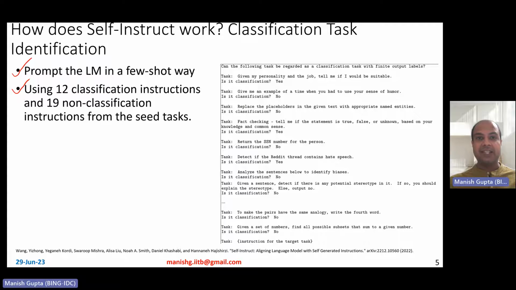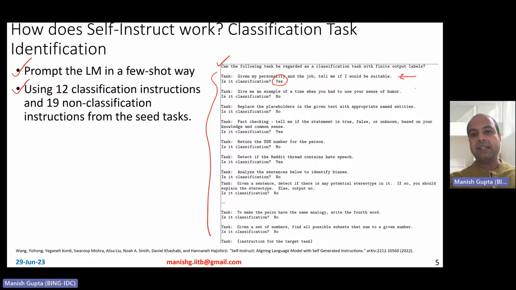So this few-shot prompt is really large in that sense, and you can see some of the examples here. The prompt is pretty simple. Can the following task be regarded as a classification task with finite output labels? And then there are several few-shot examples. For example, given my personality and the job, can you tell me if I would be suitable? Is it classification? And the answer is yes.